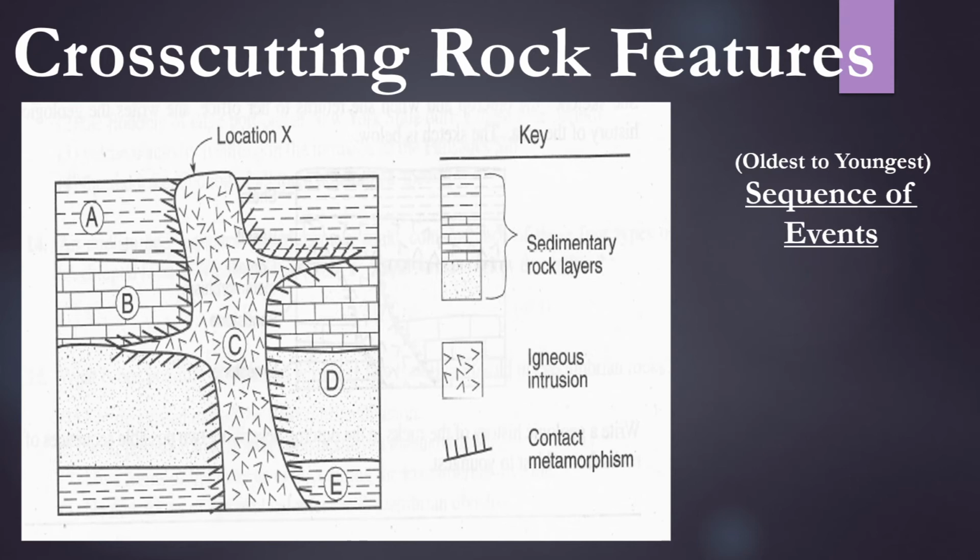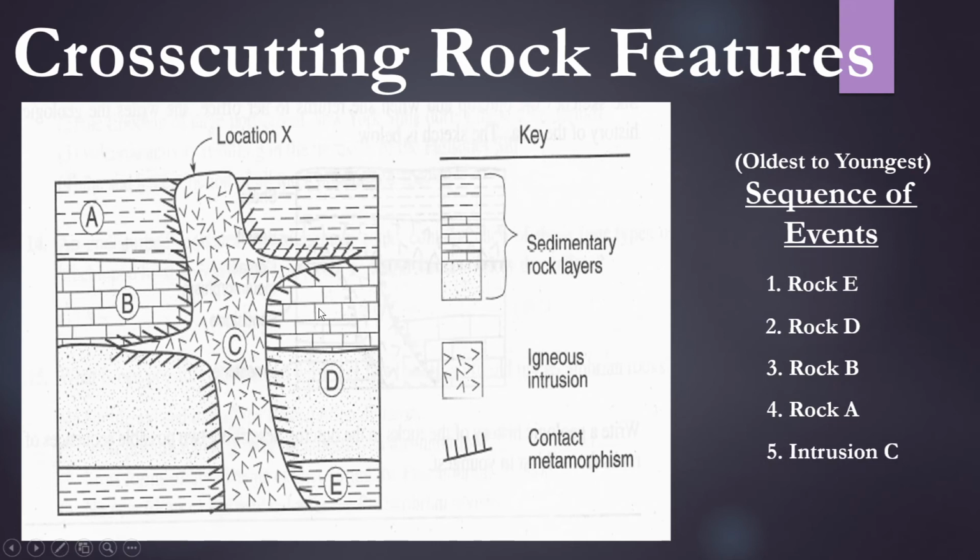Okay. Here's another one. We have a bunch of rock layers here. We have an intrusion. Oh, we have some contact metamorphism. We learned about that not that long ago. So what's the order of events, right? Well, according to the law of superposition, E comes first because it's on the bottom, then D, B, A, and the last thing that happens is C, because C crosses everything. You can see this whole intrusion here is crossing into everything. So it must have happened last.